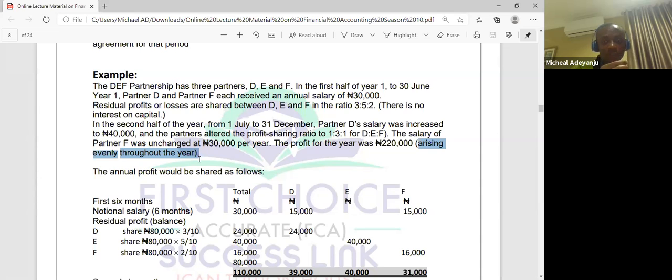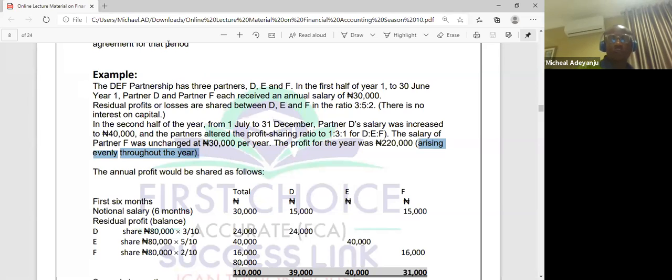So what is 220,000 divided by 12? Let me use the calculator here. 220,000 divided by 12 is going to give you 18,333.33. But if you multiply it by 6, what is going to give us? It's going to give us 110,000 naira. So for the first 6 months, they earned 110,000 naira.